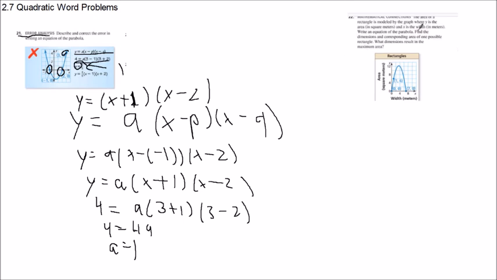Next question. The area of a rectangle is modeled by the graph where y is the area and x is the width. Write the equation of the parabola and find the dimensions and corresponding area of one possible rectangle. What dimensions result in the maximum possible area?